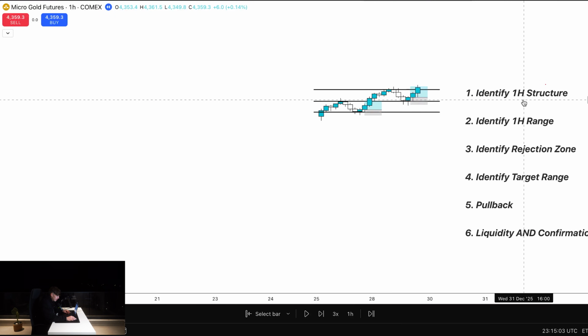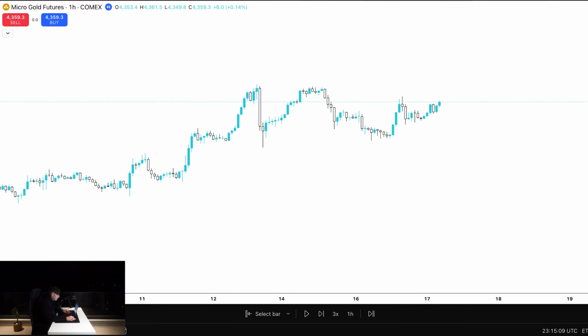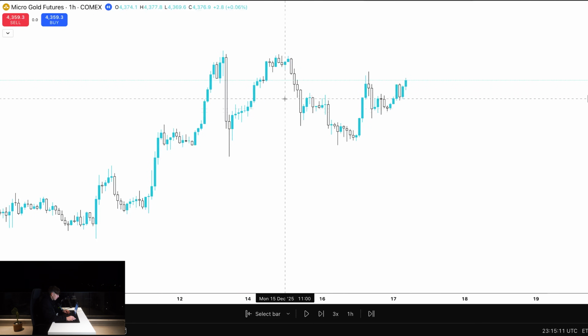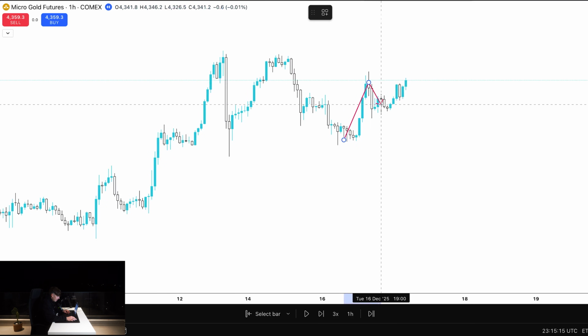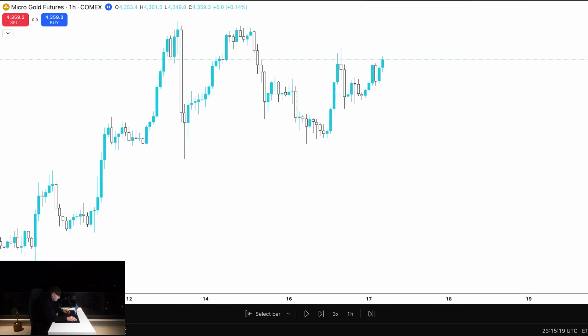Very simply, we were looking for 1 hour structure, then the 1 hour ranges and rejection zones. So we're going to go ahead and figure out the 1 hour structure. As you can quite clearly see, we've actually started to consolidate a little bit, but we are making now higher highs and higher lows on that 1 hour time frame, and so we are bullish and looking for buys.